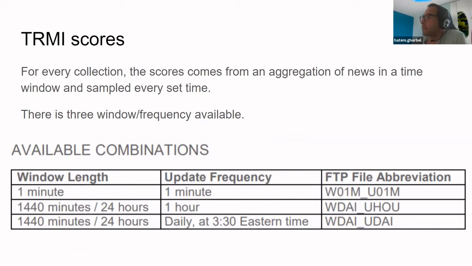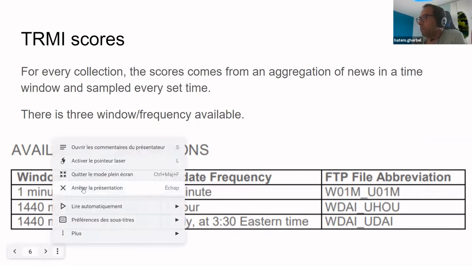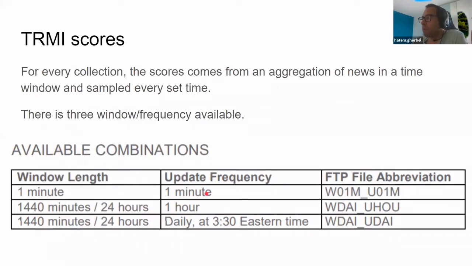So what's there exactly in this data? There are scores that come from the aggregation of news in a time window. So we have three different time windows. Every 1 minute, we aggregate all the news that we have found in the previous window of 1 minute, with a frequency of 1 minute. The second frequency is 1 hour. Each hour will have the aggregation of data over the previous 24 hours. And the third is daily, the aggregation of the whole day's news. So these are the three.